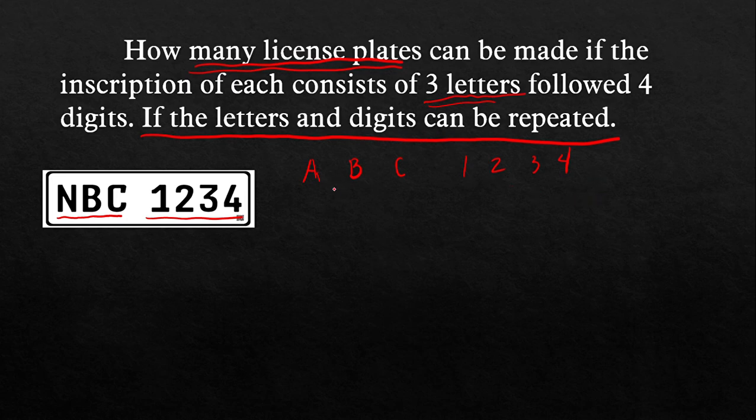Now, in order to calculate all the license plate numbers, this is how we count. For the first letter, how many letters do we have in the alphabet? We have 26. The first letter can be A, B, C, and so forth up to Z. How about the second letter? How many possible outcomes are there? It is also 26.